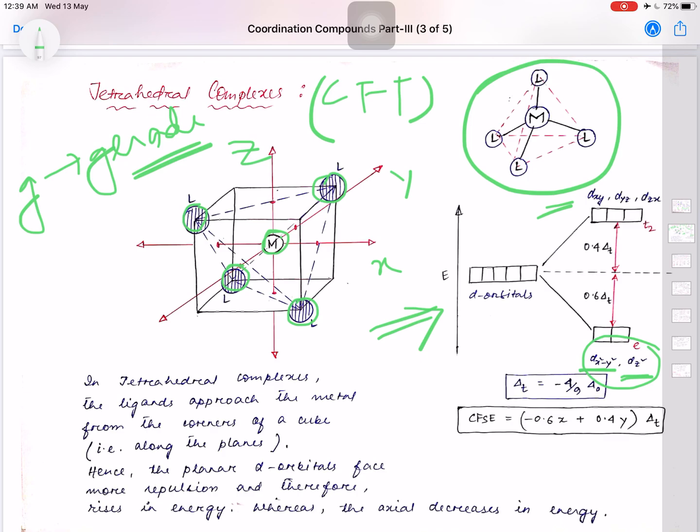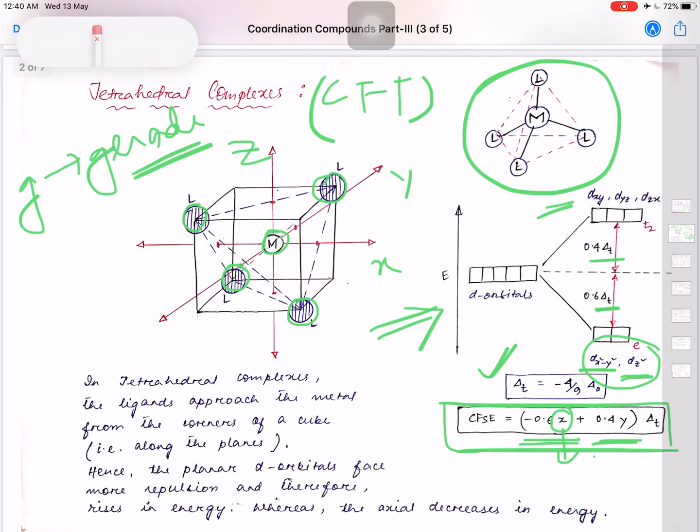For this one we use the term delta t, the crystal field splitting parameter delta t, and the relation between delta t and delta naught is delta t equals minus 4 by 9 into delta naught. The crystal field stabilization energy for tetrahedral complexes is given by this formula, which is just the opposite of the previous one. Previously in octahedral we had minus 0.4x plus 0.6y. In this one it is opposite: minus 0.6x plus 0.4y. Here x is for e, the g term is not used here, and y is for t2. So x is the number of electrons in the e level and y is the number of electrons in the t2 energy level.